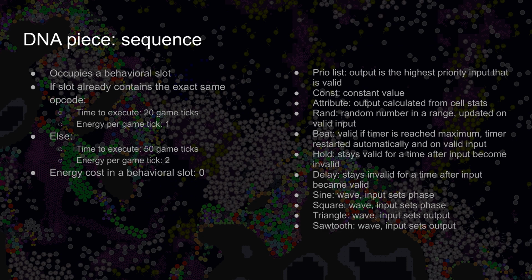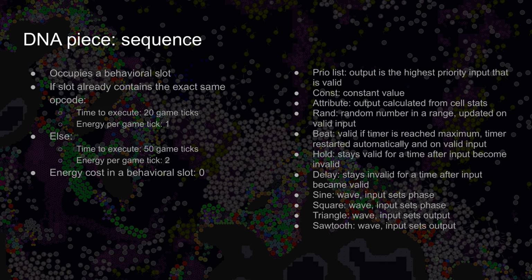The next type of DNA piece is sequence. This is also a behavior slot opcode with the same time and energy requirements as math. This opcode implements 11 types of higher level logic and sequences. The first higher level logic is priority list. This takes 5 inputs and the output will be the highest priority that is valid. The second is constant. This outputs a constant value with settable valid bit.